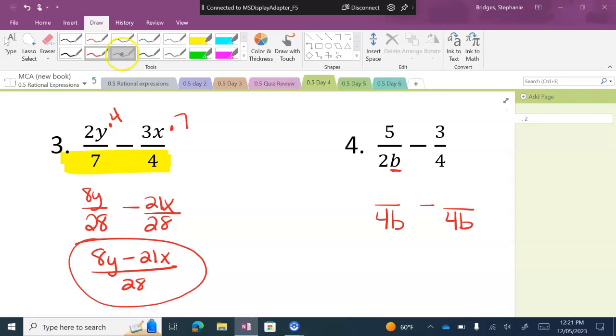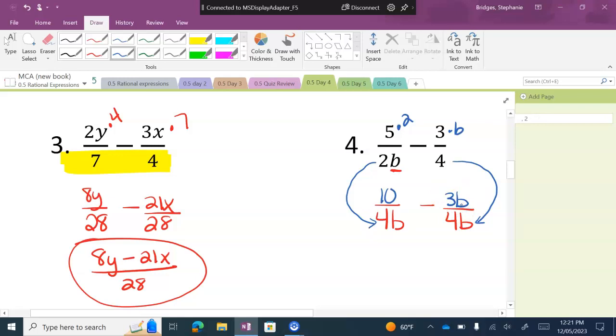Okay. What is it that I'm going to have to do to 2b to make it look like 4b? Multiply by 2. Okay, so just 2. I don't need the b. I already have the b. And so 5 times 2 is going to give me 10. And then for the second fraction, what do I multiply 4 by to turn it into 4b? Just b, right? Yeah. So at the top, 3 times b is going to give me 3b.